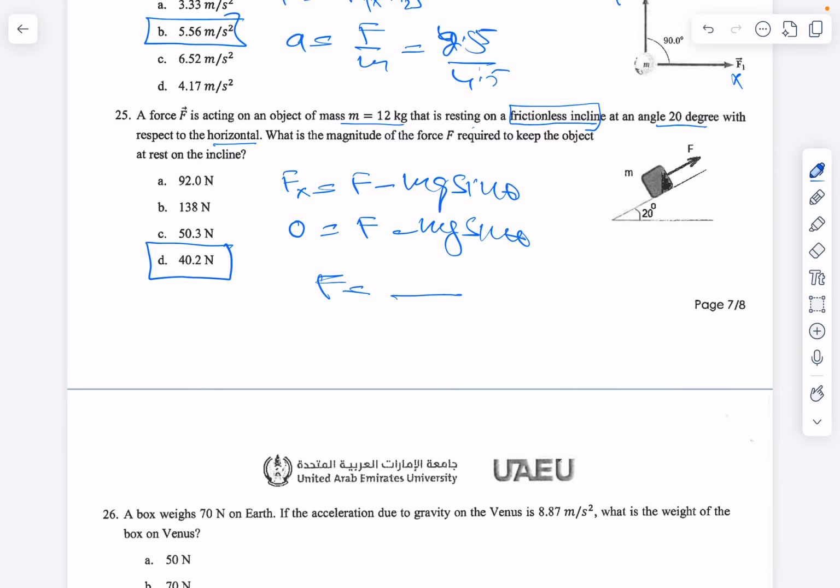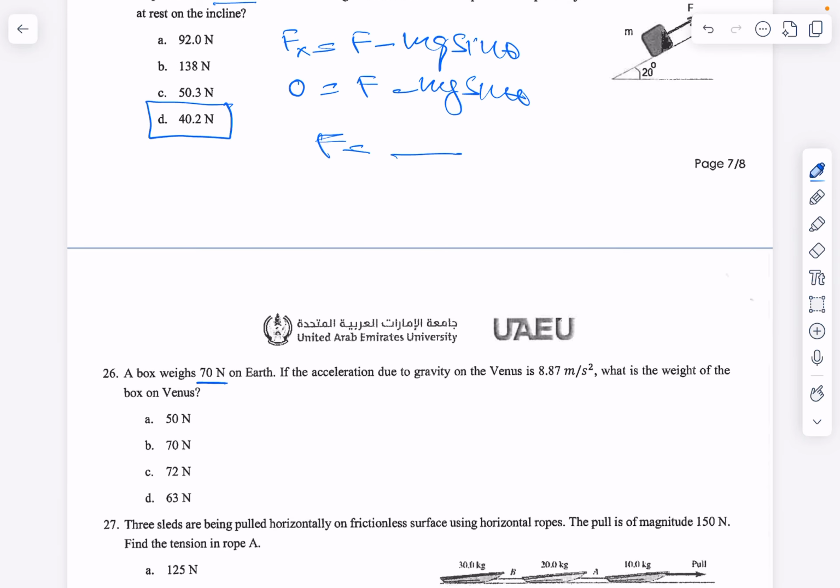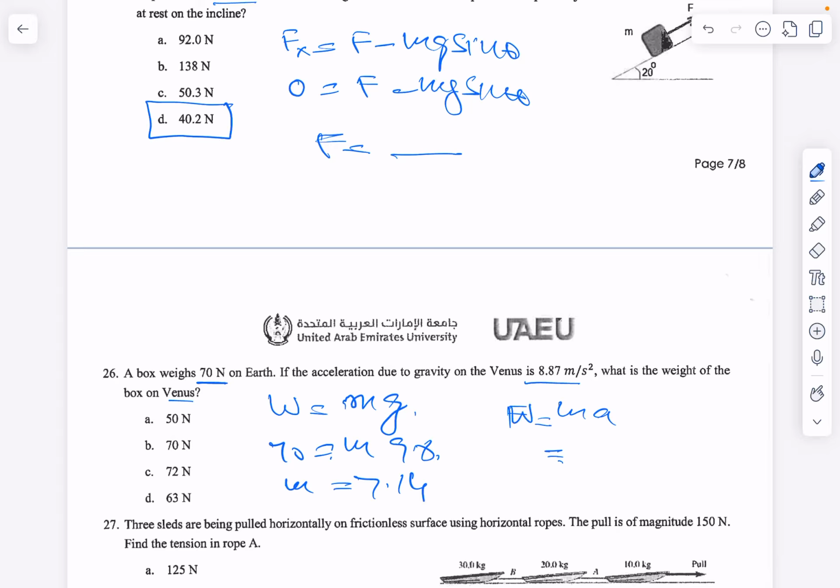Next question is, a box of weight 70 Newtons. If the acceleration due to gravity on Venus is this, what is the weight of the box on Venus? Weight is mg, so 70 equals m times 9.8, so mass will be 7.1 kilograms. So force is mass times acceleration, or weight on Venus, and then you will get 63.